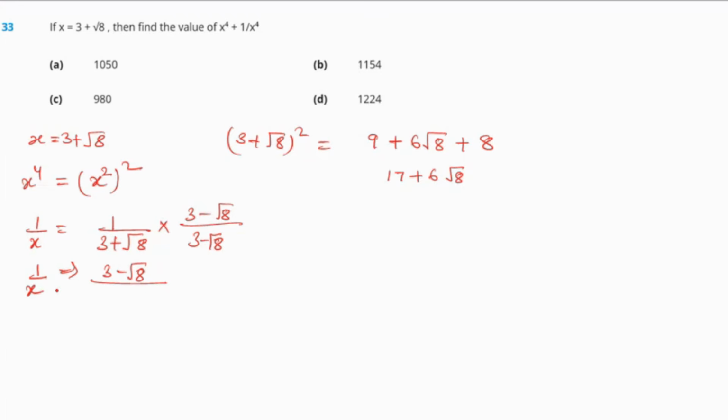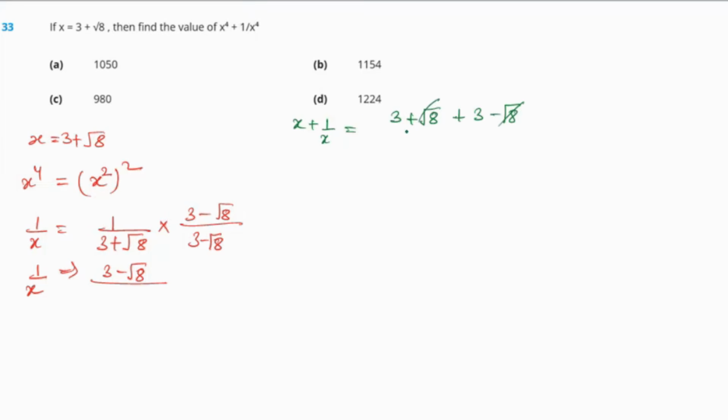Okay, so now if the value of x is this, rather than going with this, we can simply figure out the value of x plus 1 by x. So x is 3 plus root 8 and 1 by x is equal to 3 minus root 8. So that gives us the value as 3 plus 3, which is 6. Okay, now we need to figure out the value of x square plus 1 by x square. So for that, we can simply apply (x plus 1 by x) whole square. So that gives us x square plus 1 by x square plus 2.